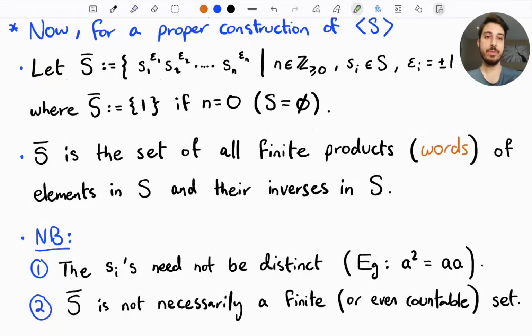So when we group letters together, we get words. Now I'd like to note two things of importance. The first is that the Si's do not need to be distinct. We can have as many Si's that are identical as we want. For example, a squared could be in S bar. So basically, if we have our S1 to be a, and our S2 to be a, and our epsilon 1, epsilon 2 to be 1 each, then we can group these a's together, we get a squared. So I never said that the S1, S2, Sn have to all be distinct, which even increases our possibilities for the finite products. And the second remark is that S bar is not necessarily a finite or even a countable set. Even though S could be a finite set, S bar is not necessarily one.